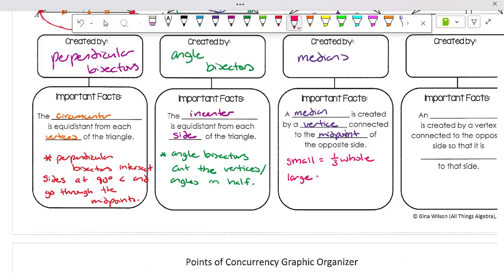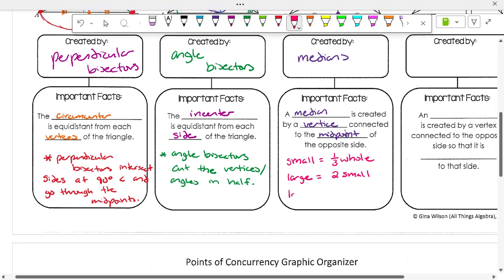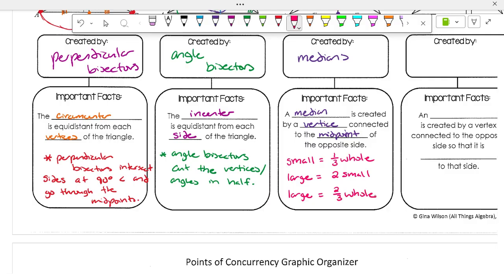The large segment is equal to twice the small. You can also say that the large segment is equal to 2/3 of the whole. So that means if we want to write the whole in terms of the small, the whole is equal to 3 times the small.